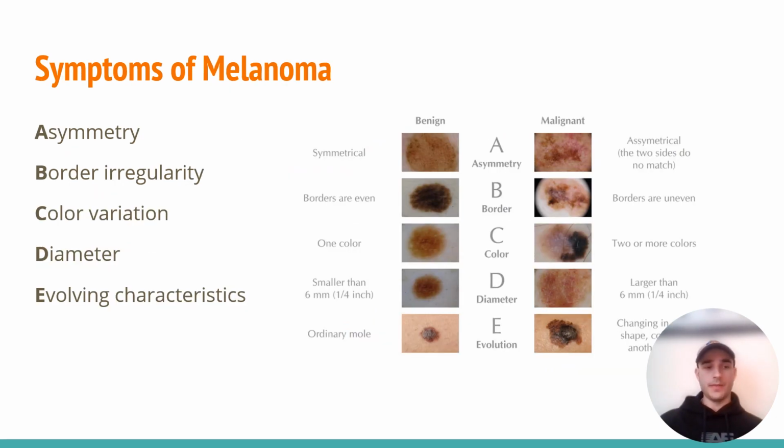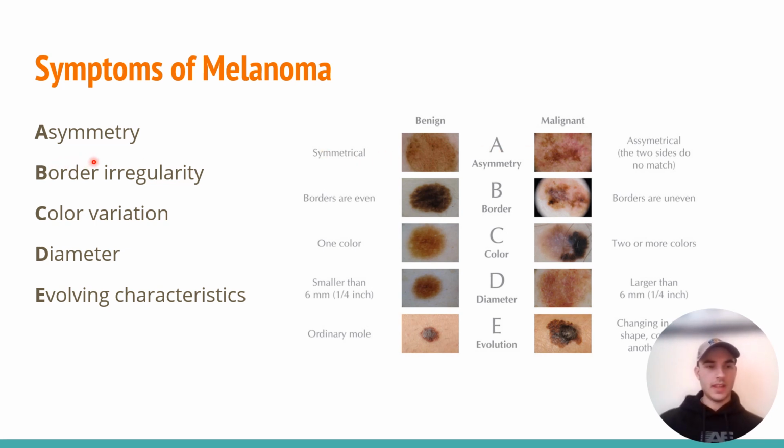So these are 5 early symptoms of melanoma. The first one is asymmetry. Let me get my laser pointer out. As you can see here, we have benign characteristics of moles and malignant characteristics of melanoma. For asymmetry, we can see that this is a pretty symmetrical circle here. This mole doesn't look quite so good. The two sides don't match.